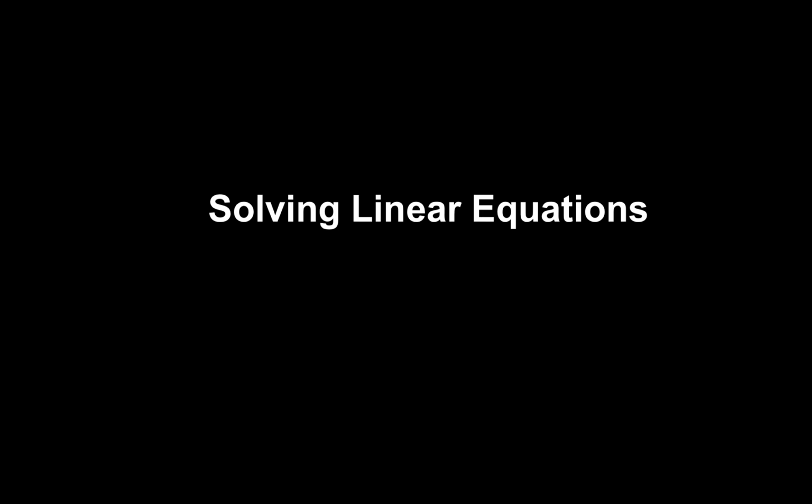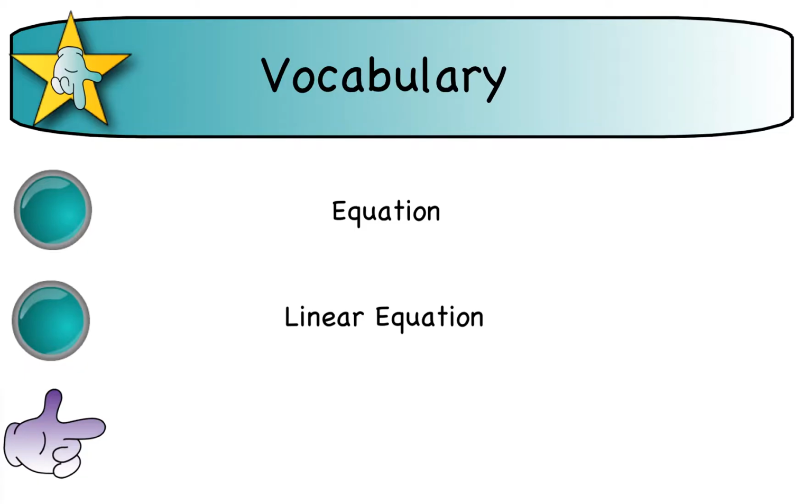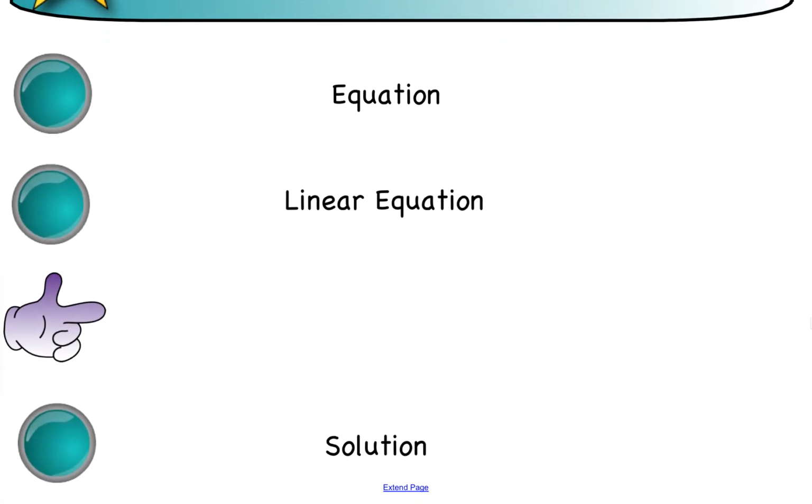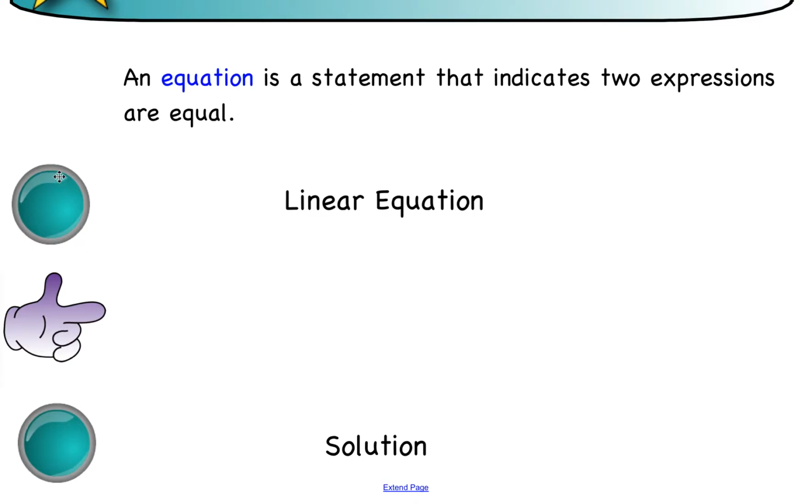Well, welcome to our lesson on solving linear equations. This is lesson 7, and we're going to start out this lesson with some vocabulary. A couple of terms that you probably already understand and have worked with quite a bit, and the first of those is an equation. An equation is basically just a mathematical statement where it indicates that you have two expressions and they are equal.